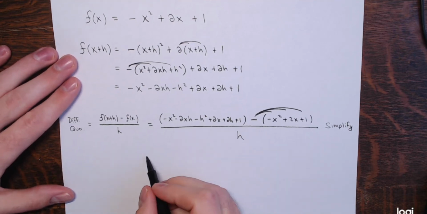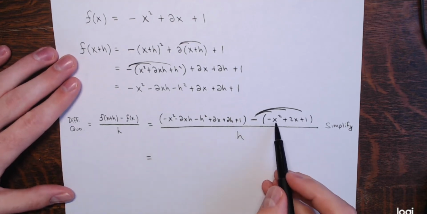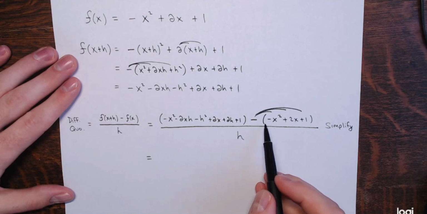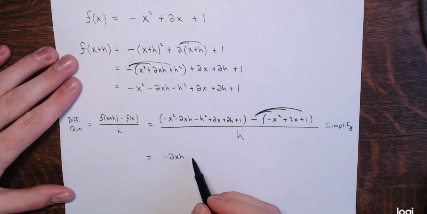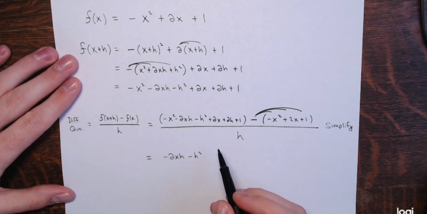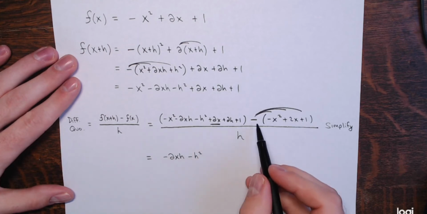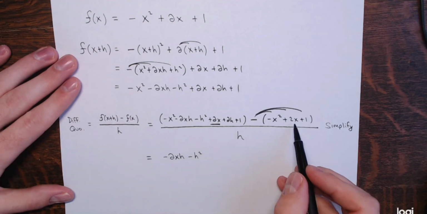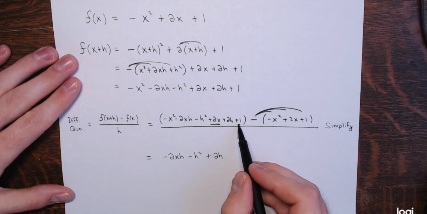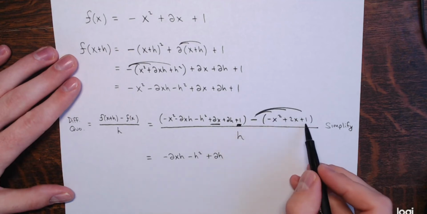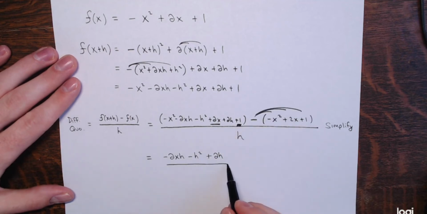Now, see negative x squared minus negative x squared, that's gone. You still have the negative 2xh. Still have the minus h squared. And you see positive 2x here, minus 2x. That's gone. Then you got the plus 2h. And then you got plus 1 here, minus 1 here. That's gone too. So all the terms that are left are terms with h in it, in the numerator.